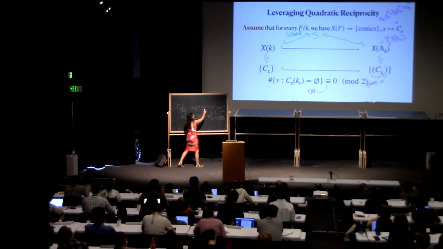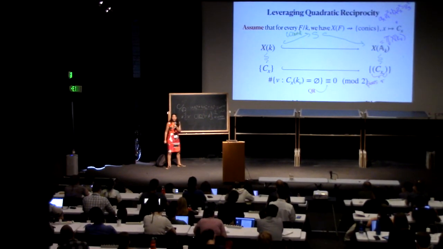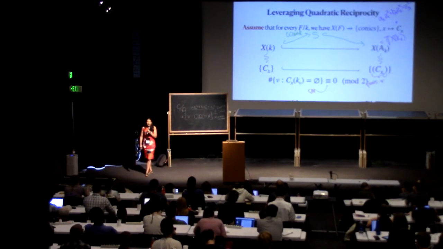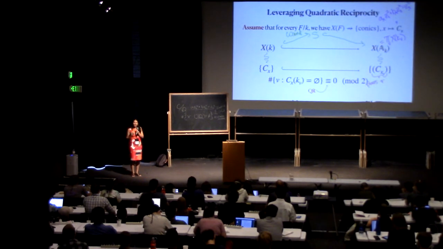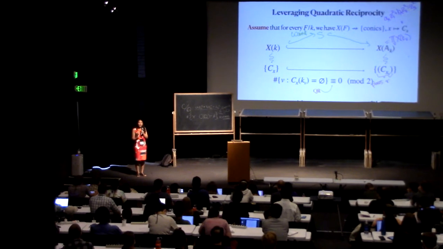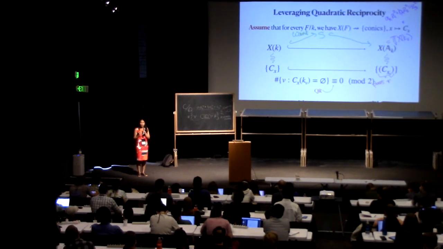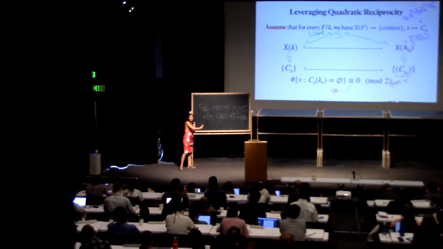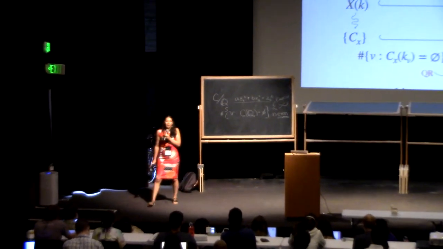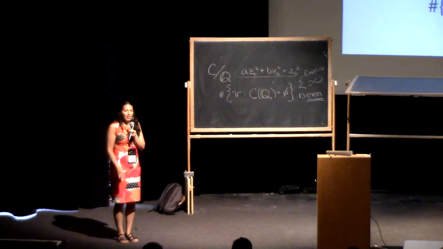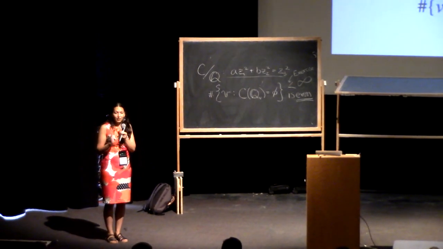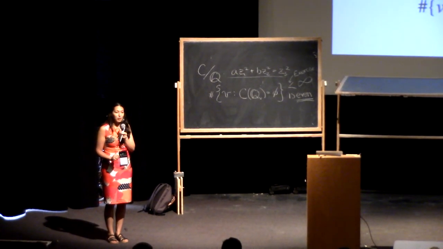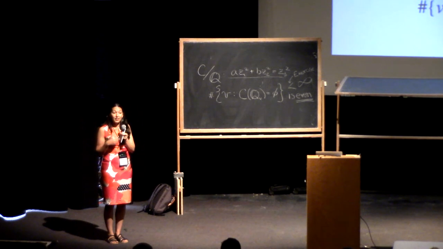So say I have this conic, which I can think of as just given by A and B. I don't know what they are. I hand them to you. You tell me all of the finite primes, just the prime numbers, where this conic fails to have a solution. From that list of finite numbers where it fails to have a solution, I can tell you about the signs of A and B.